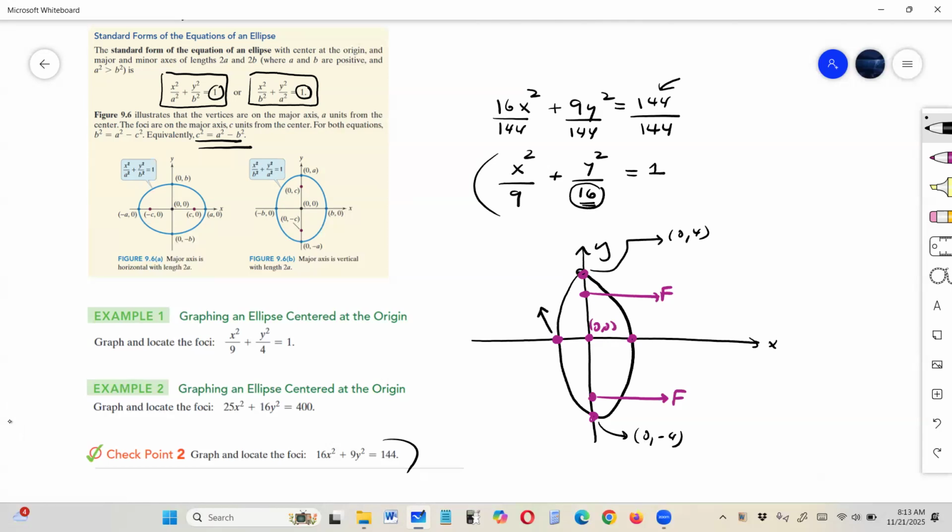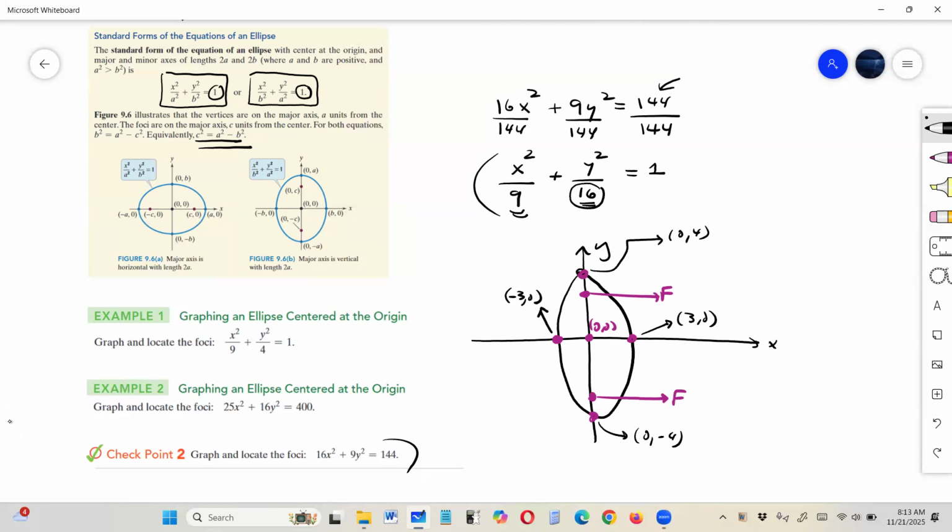The minor vertices, if you can call them that, would be square root of 9 units away, either to the right or to the left of the origin. So this would be -3, 0. And this would be 3, 0.